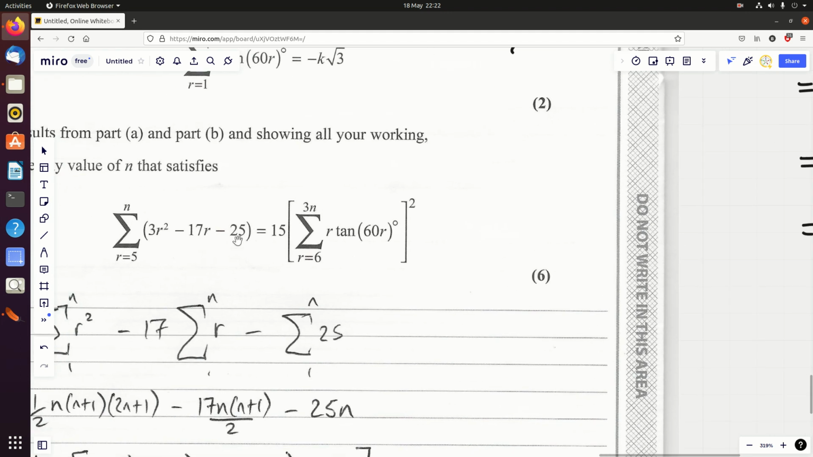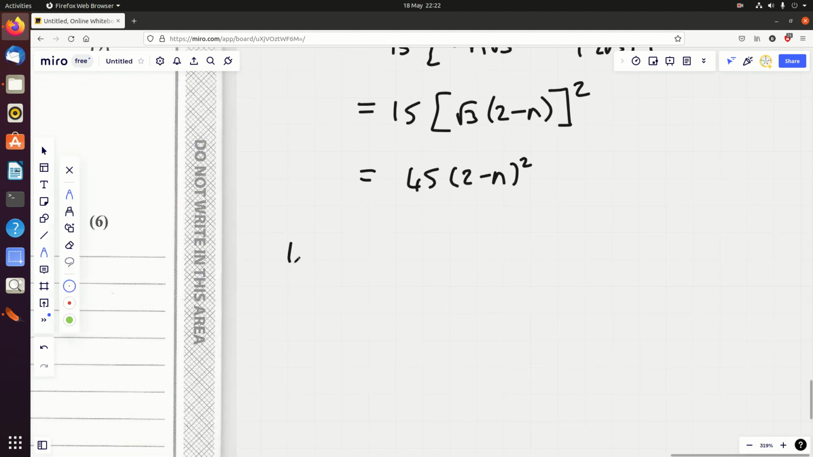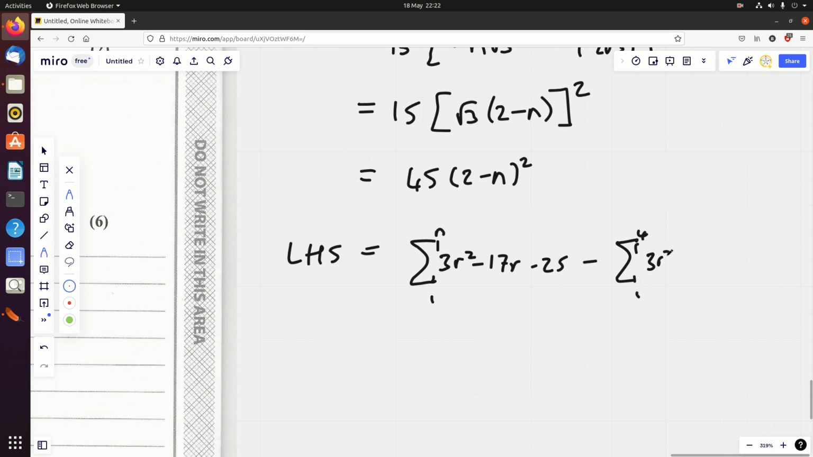Okay, left-hand side. That's this. This will be easier. This was the one which didn't interest me as much because it looks a bit, you know, so I did this one after. I like to do the fun stuff first. Okay, from 1 to n, and I do not consider modelling fun stuff. 3r squared minus 17r minus 25, minus from 1 to 4 because it started from 5, 3r squared minus 17r minus 25.